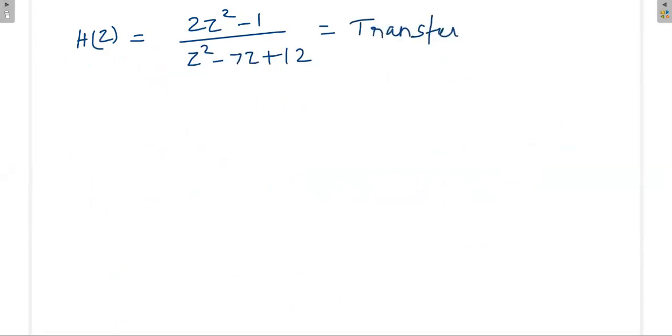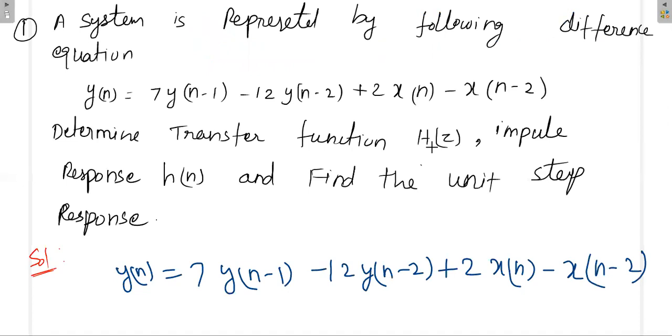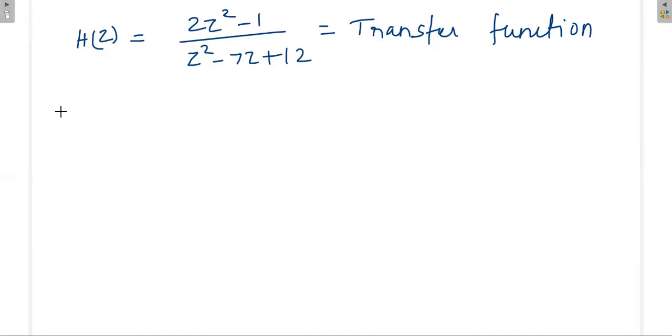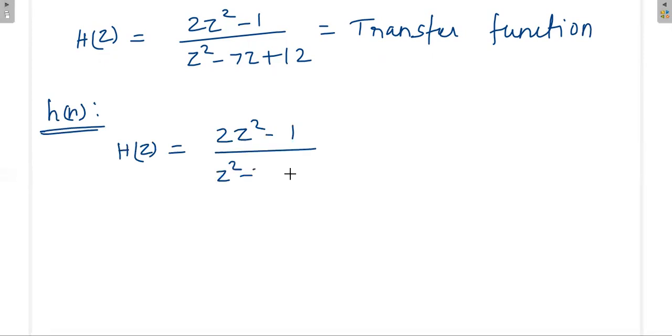Transfer function. Next we have to find out what h of n is. Once you know h of z, then what is h of n? We have to take the inverse z transform. For h of z, we have to take the inverse z transform. Already we have seen how to take the inverse z transform when we are dealing with the positive power.